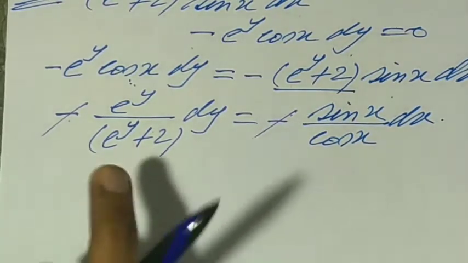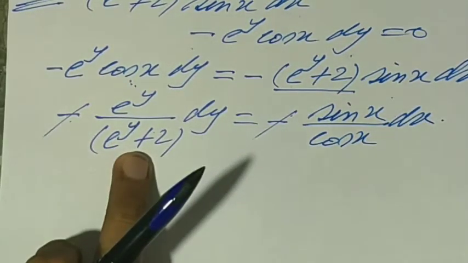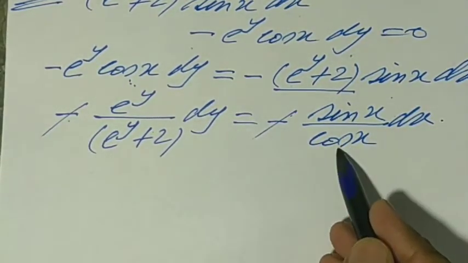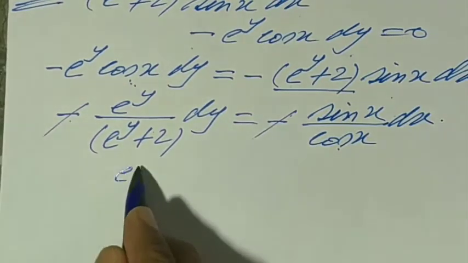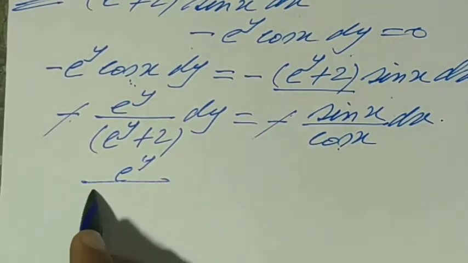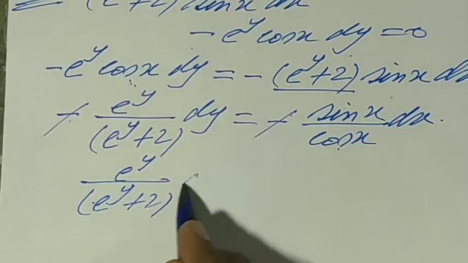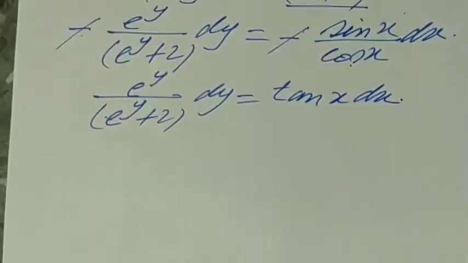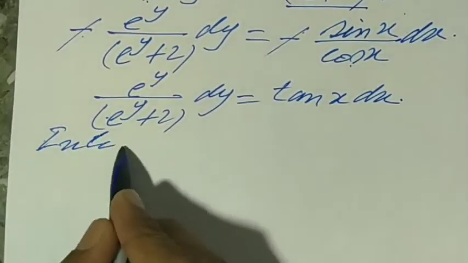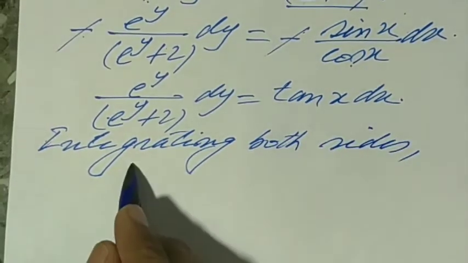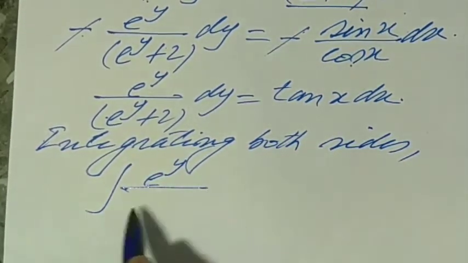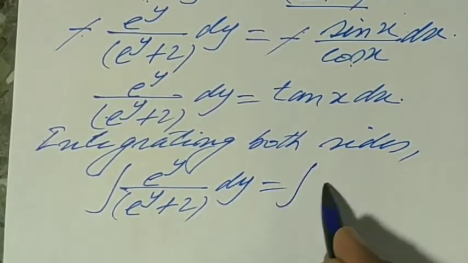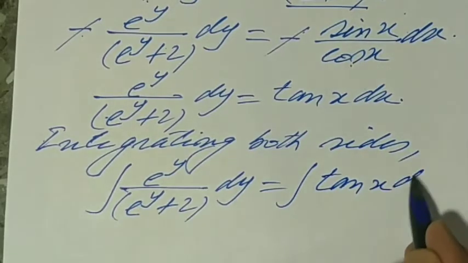We are left with the standard form f(y) dy is equal to phi(x) dx, or we may simply write it as tan x. So one more step, e raised to the power y upon bracket e raised to the power y plus 2 dy is equal to tan x dx. So now integrating both sides, integral e raised to the power y upon bracket e raised to the power y plus 2 dy is equal to integral tan x dx.